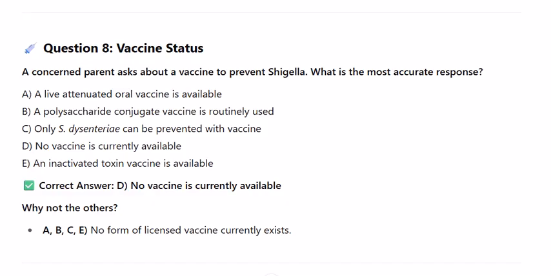Why not the others? A, B, C, E. No form of licensed vaccine currently exists.